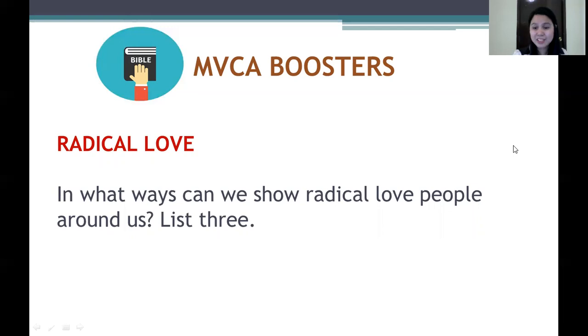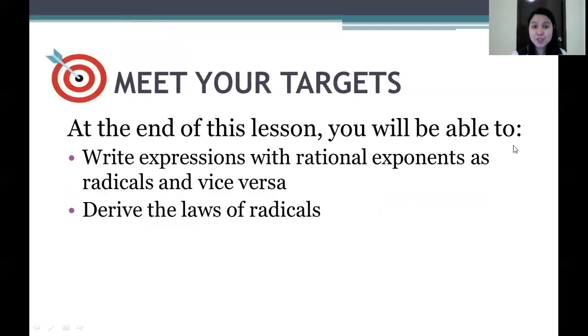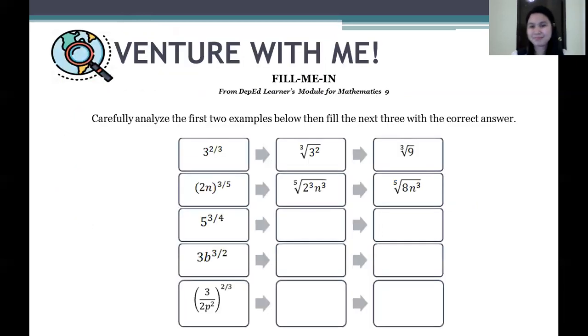At the end of today's class, we'll be able to write expressions with rational exponents as radicals and vice versa. And the second is we'll be able to derive the laws of radicals. So let's start. That will be our sample for our venture activity, but we'll go back to that after we discuss the first part of the lesson.